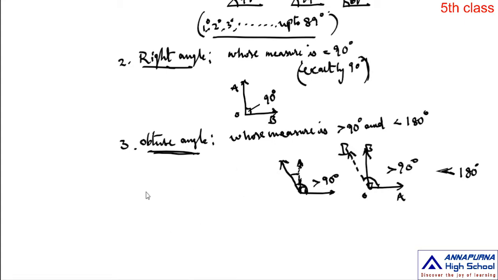For example, 91 degrees, 92 degrees, 105 degrees, and so on, up to 179 degrees. These all come under obtuse angle. Why? Because they are less than 180 degrees and greater than 90 degrees. Such angles are called obtuse angles.